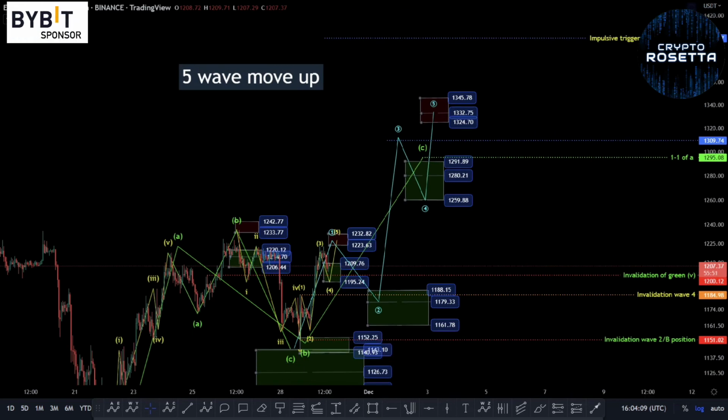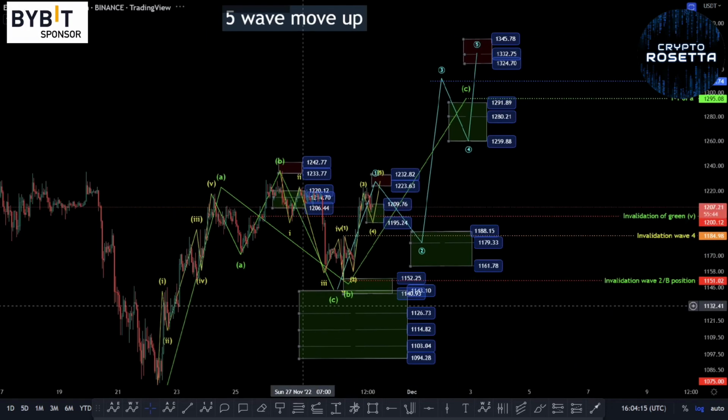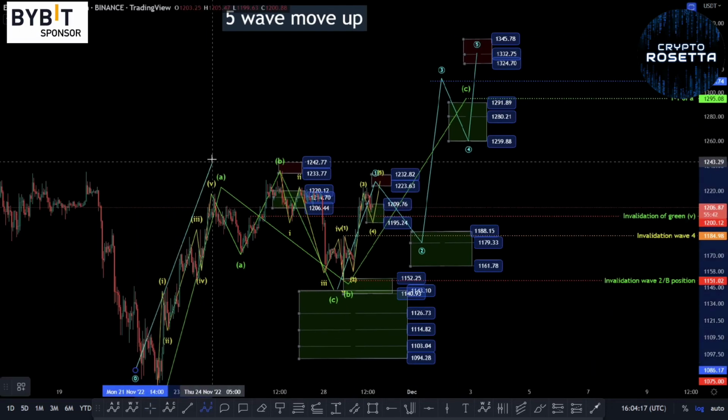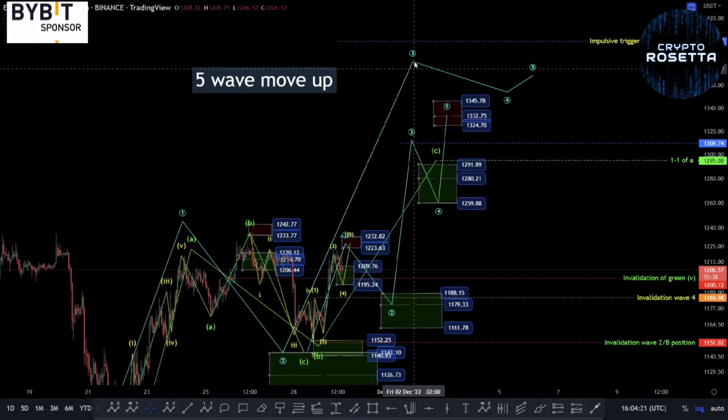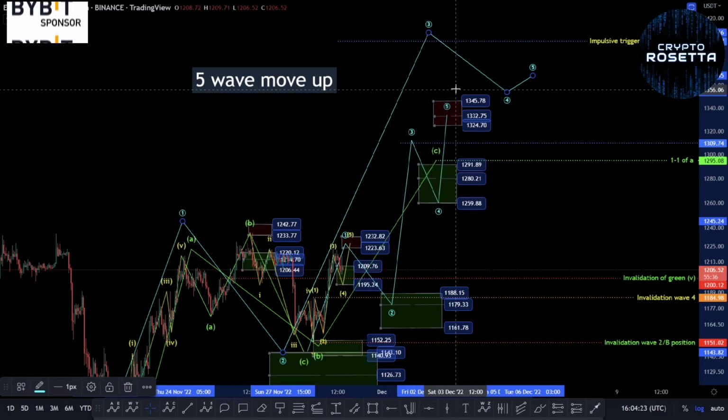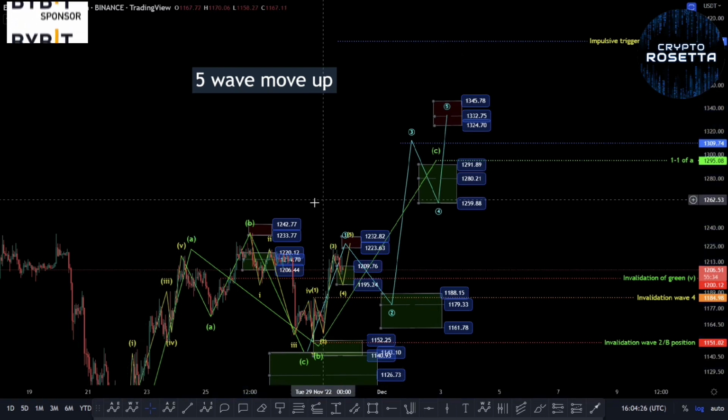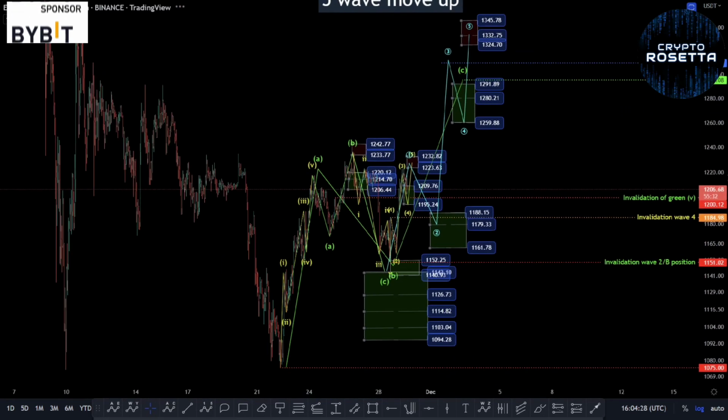Though if this move extends and we move higher and we cross this 1399 area, then we'd be looking at this as a bigger 1, 2, 3, 4, and 5. Obviously, that third wave would be higher up there. But until we get confirmation, we have to just watch what the waves are doing.